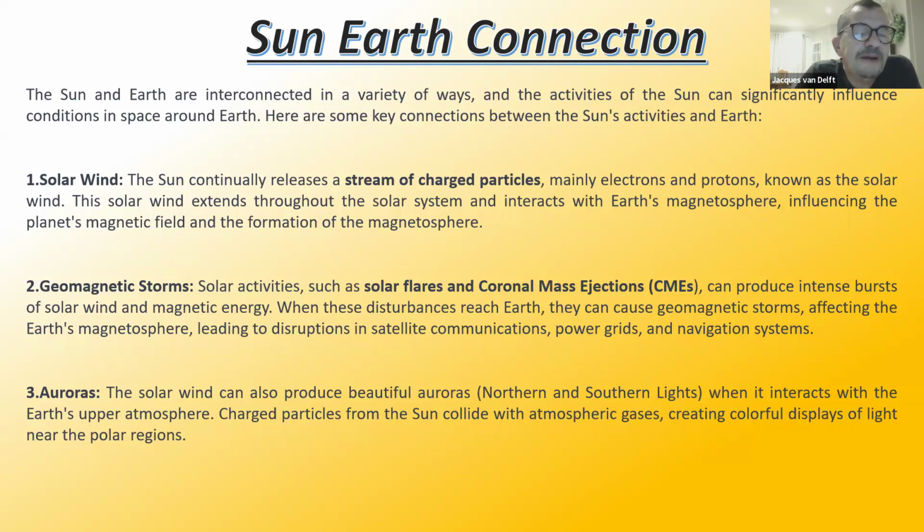Now, the auroras are the third aspect of the Sun-Earth connection. The solar wind can also produce beautiful auroras, the northern and southern lights, when it interacts with the Earth's upper atmosphere. Charged particles from the sun collide with the atmospheric gases, creating colorful displays of light near the polar regions. The strength of the geomagnetic storm determines how far from the polar regions towards the equator people can see those auroras. So the stronger the storm, the further towards the equator the auroras become visible.